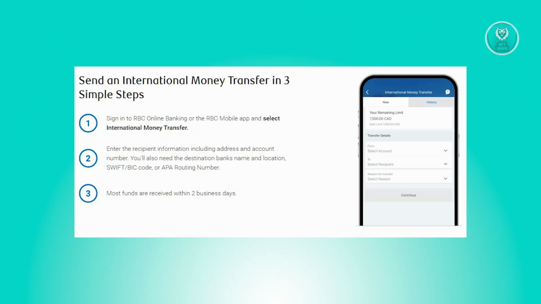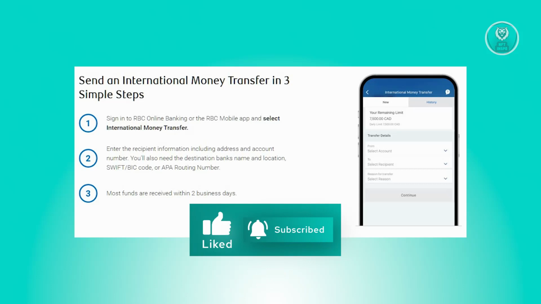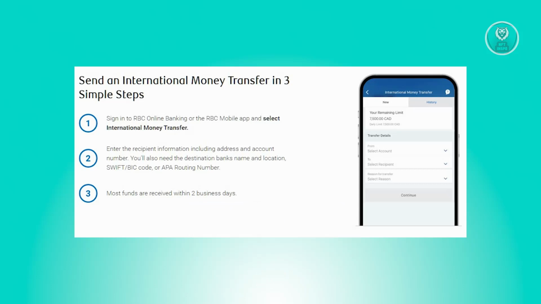Now for step 2, you need to enter the necessary recipient information, ensuring accuracy in details such as address, account number, and additionally include vital details about the destination bank such as its name, location, and either the SWIFT, BIC code, or ABA routing number. Now, swift and comprehensive transaction details.